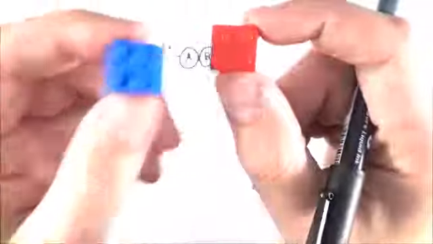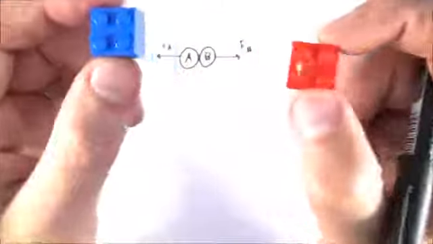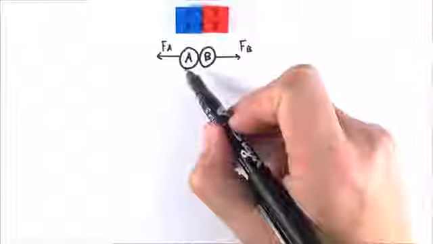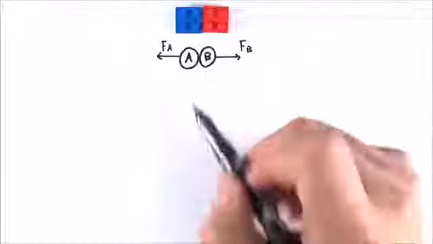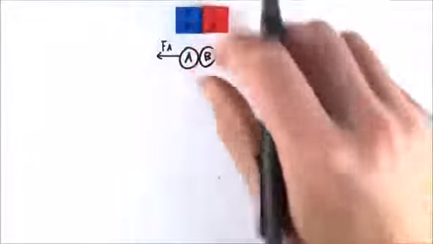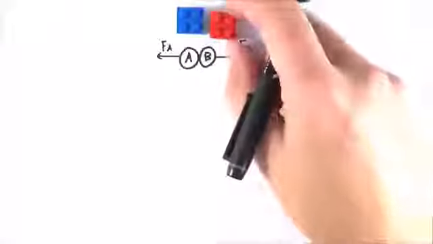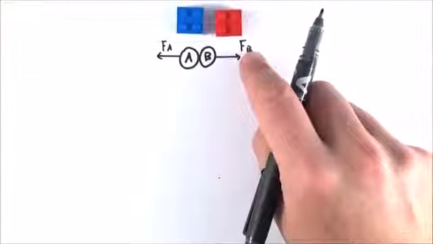I'd like you to imagine objects A and B, and what we're going to look at is a collision between these two objects. When they collide, object A will experience a force A due to the action of object B. And likewise, object B, because it's being hit by object A, is going to experience a force in this direction, which we're going to call force B.